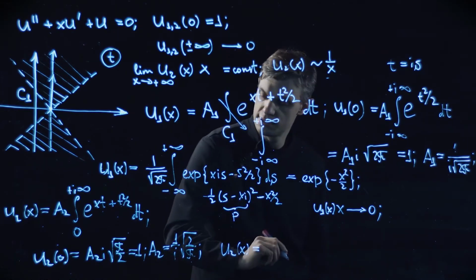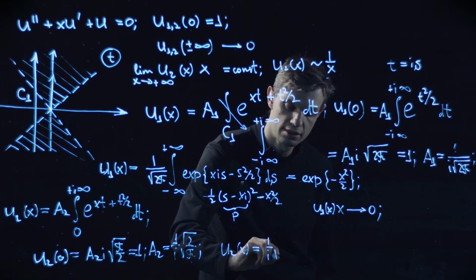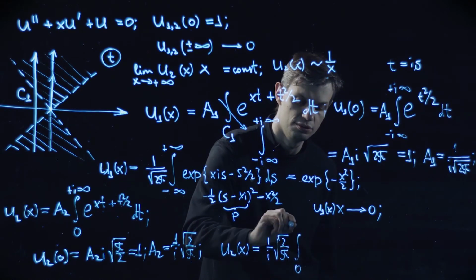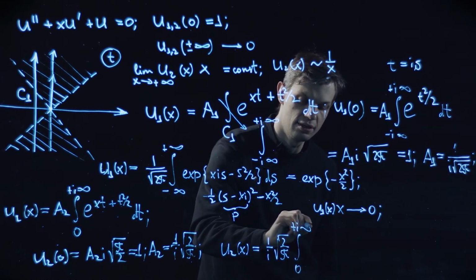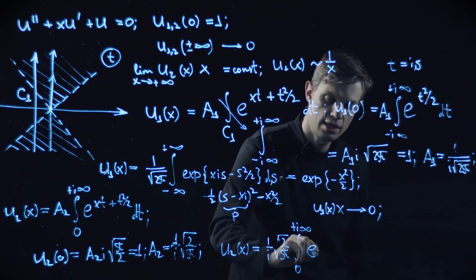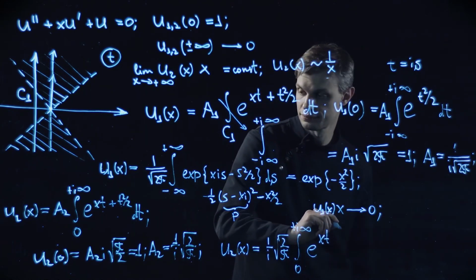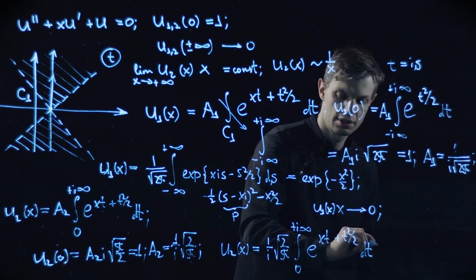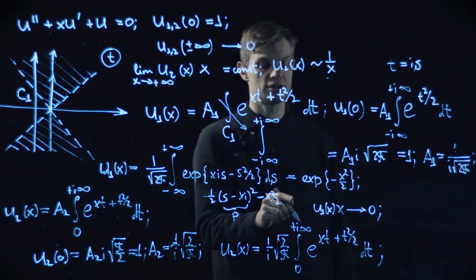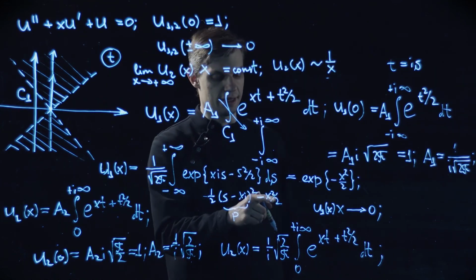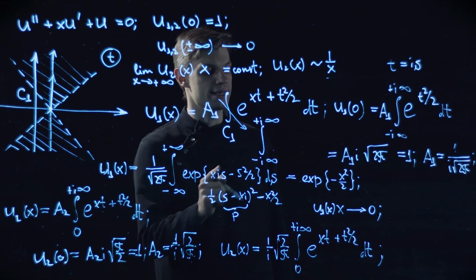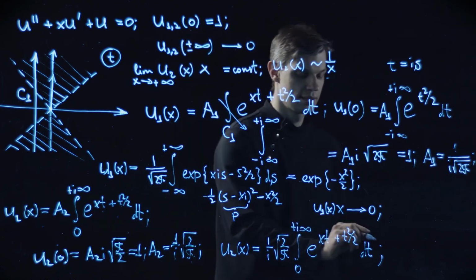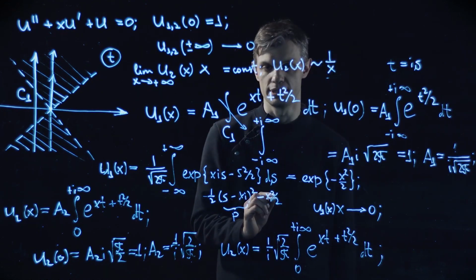Great. And now our normalized solution looks like this. u2 of x is equal to 1 over i square root of 2 over pi, the integral from 0 to plus i infinity of e to the power of xt plus t squared over 2 dt. So this integral, as we'll see, can't be taken exactly. So we'll be interested in its asymptotics at large positive and negative x. So let's now study the asymptotics.